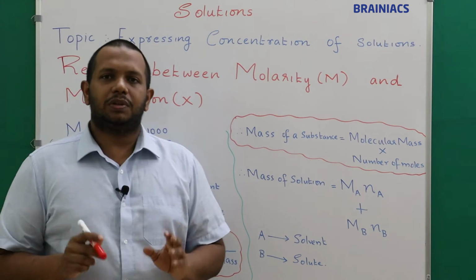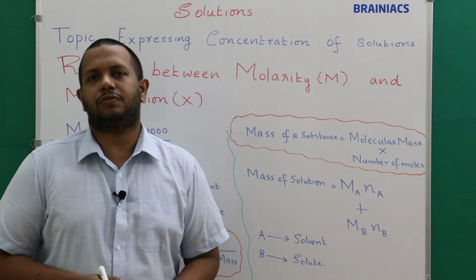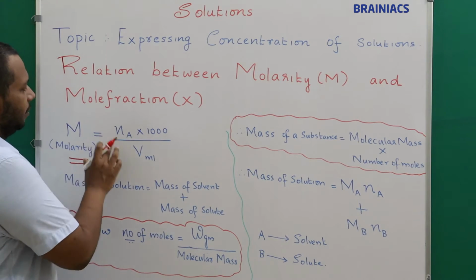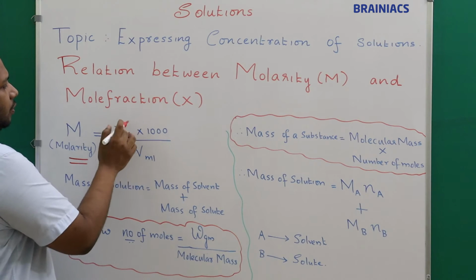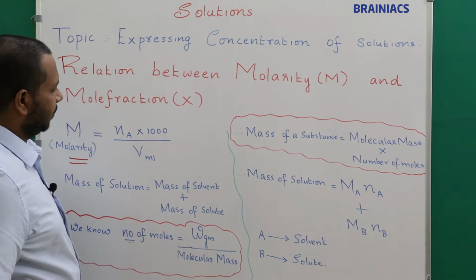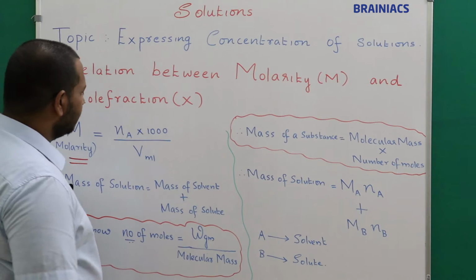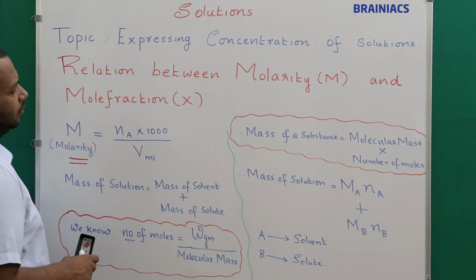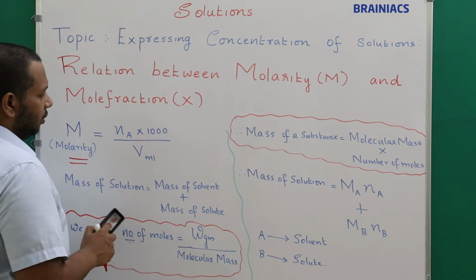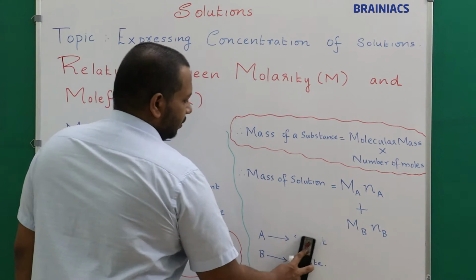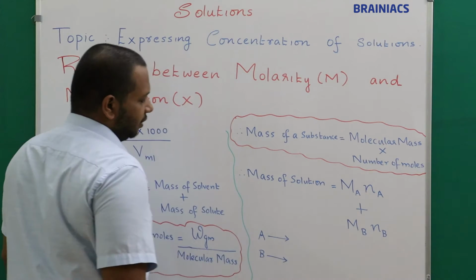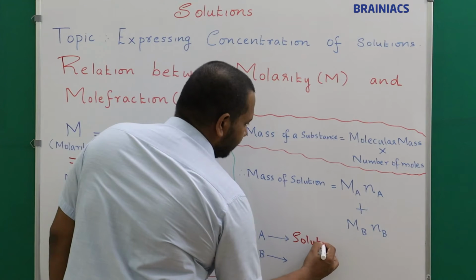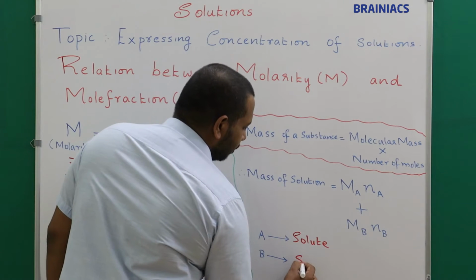To start with this, first we will take the definition of molarity. So what is molarity M? Molarity M is equal to number of moles in A. So this I have represented A. We know that it is the number of moles of the solute divided by volume of the solution in liters. Let me introduce also this: A here stands for solute and B here stands for solvent.